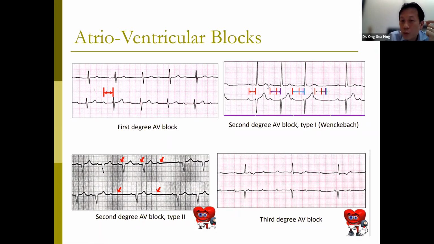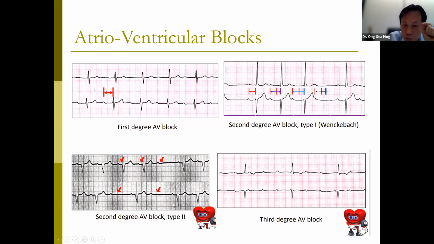The other way to tell Wenckebach is that the QRS is not regular. You look at the QRS, it is not regular. There is some variability in the RR interval. That's another sign that this is Wenckebach.